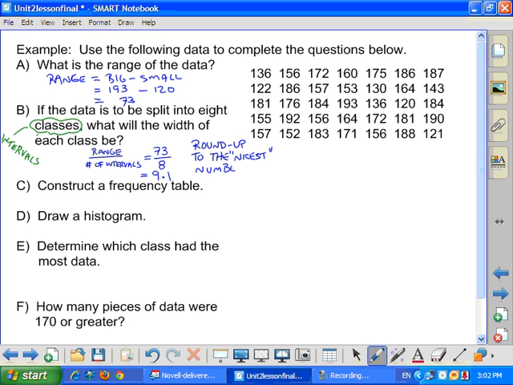So what would I use here? I'm going to use 10 because going by 10s is a lot easier. I took the range, divided by how many intervals I wanted, and I got 9.1. You have to round up, so instead of going 9.1, I'm going to go by 10s.